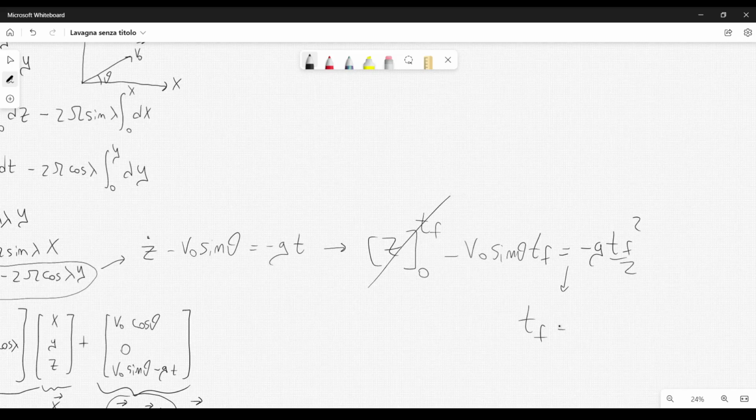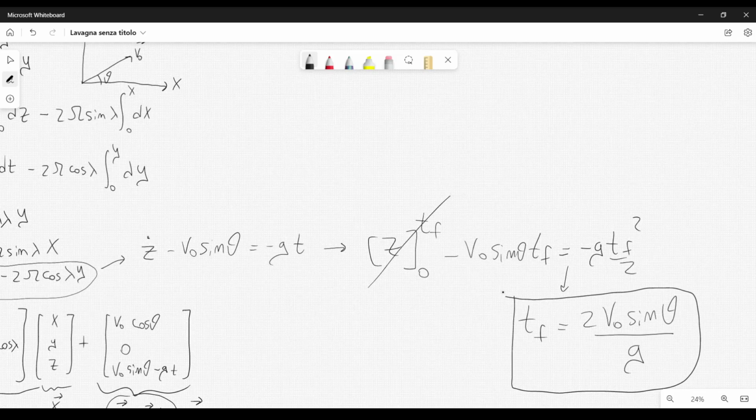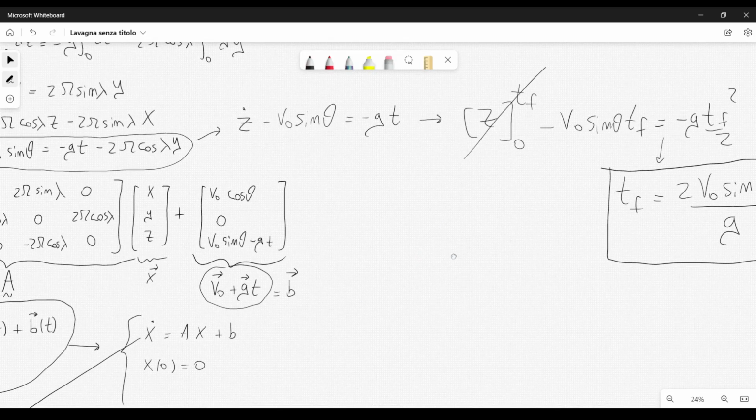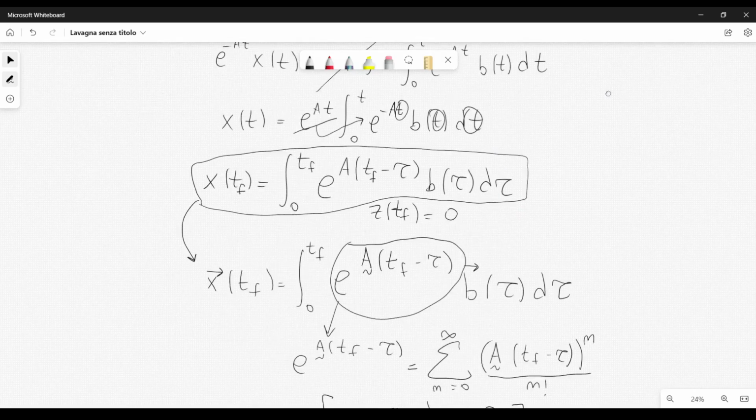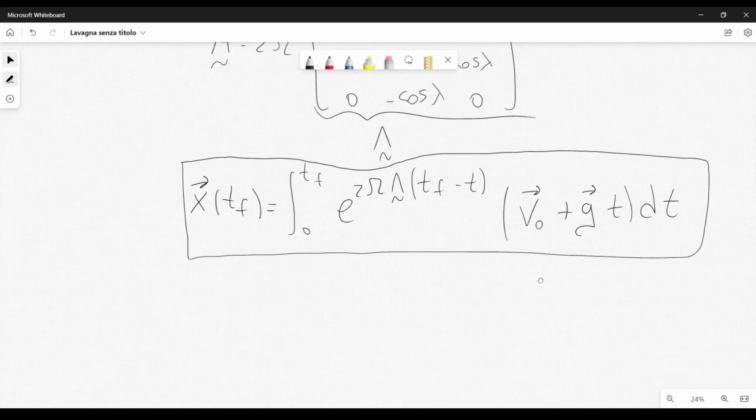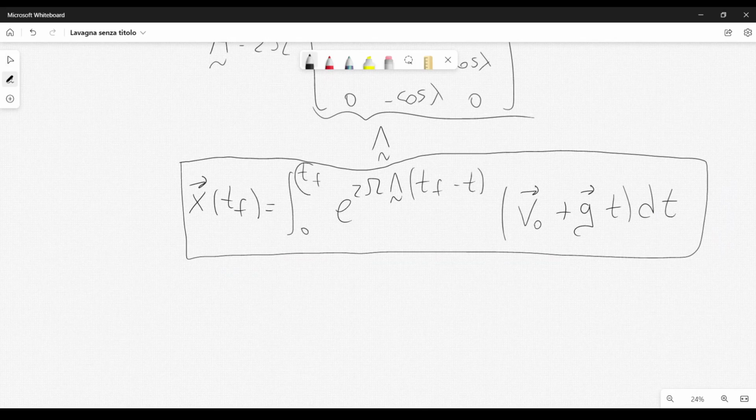tf is approximately, here I will put equal to 2 v0 sine theta over g. And if you consider this one as the value for tf, you are going to make a very good approximation actually. Okay, so if you consider this value for tf, you can put it here in the integral if you want. So now I'm not going to do it, because even if we do not consider tf as a given value, we can obtain it from exactly this expression.